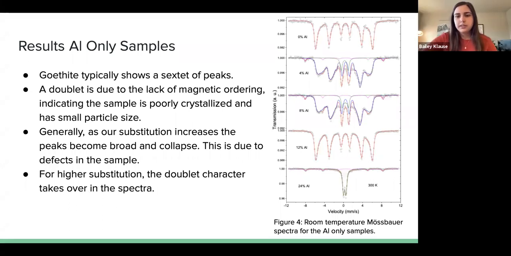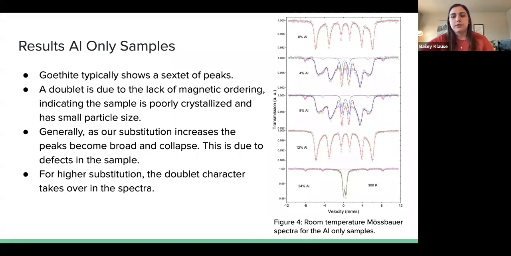All right, so here we can see the spectra that we got from our aluminum only samples. On the top sample, we have this nice ordered sextet of peaks, and that is because goethite is magnetically ordered. And then once you start to see more of a doublet character, that is something that is not magnetically ordered and indicates to us that it has a small particle size.